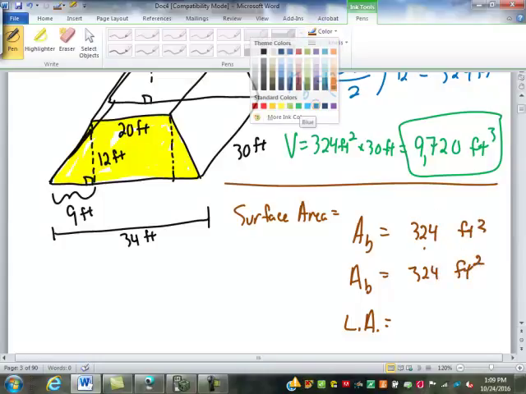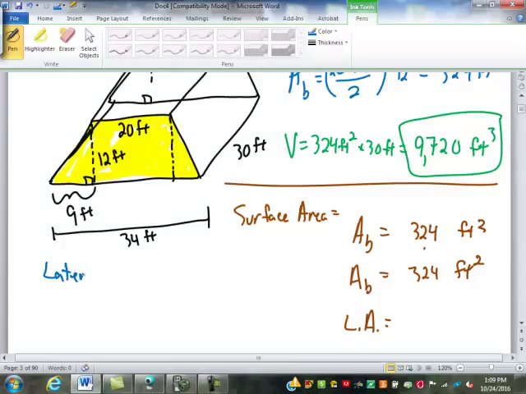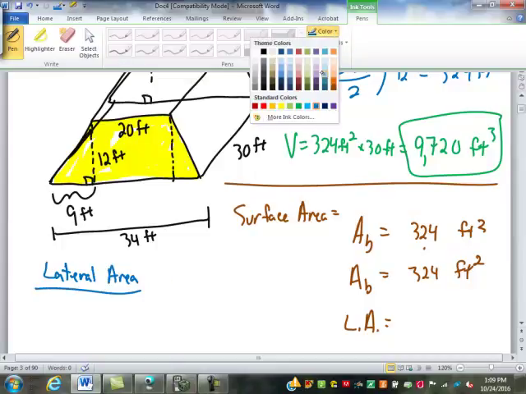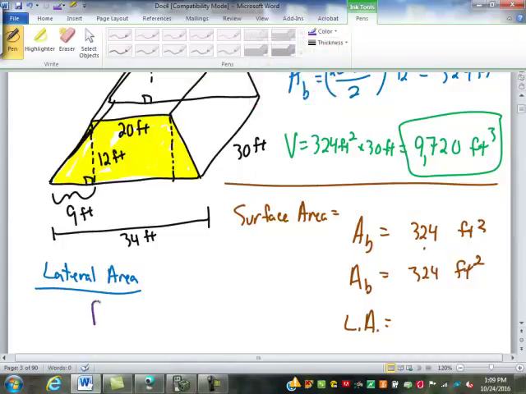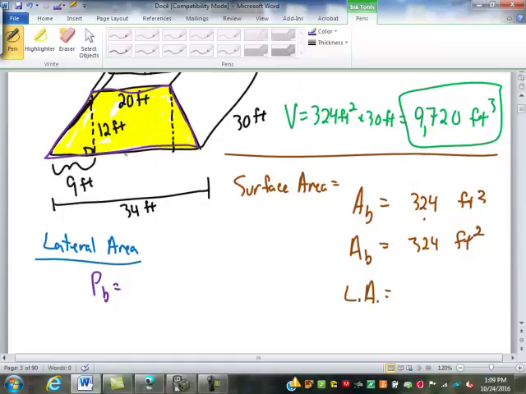To find the lateral area, what do I have to do first? I need to have the perimeter of the base, right? Which is the perimeter of the trapezoid. Find the perimeter of that trapezoid for me. I'll give you a hint. You're going to have to find these lengths here and here. They're going to be right triangles here and here. Maybe an a squared plus b squared equals c squared. I'll let you choose.